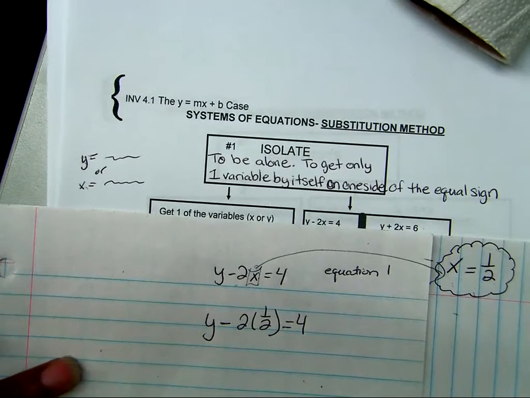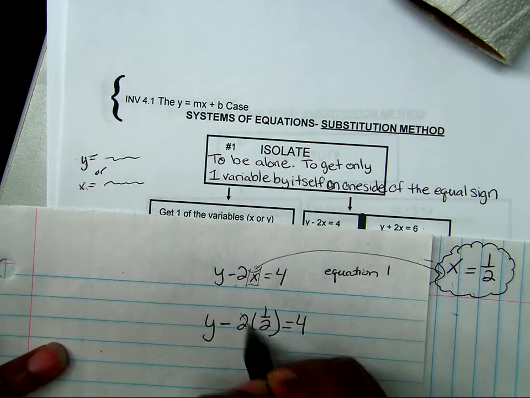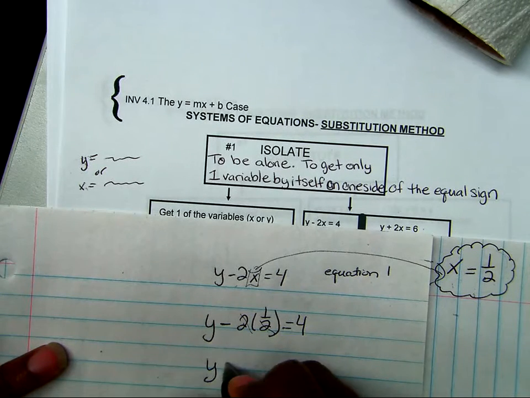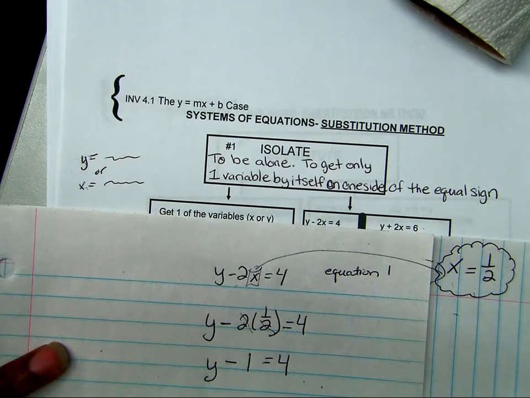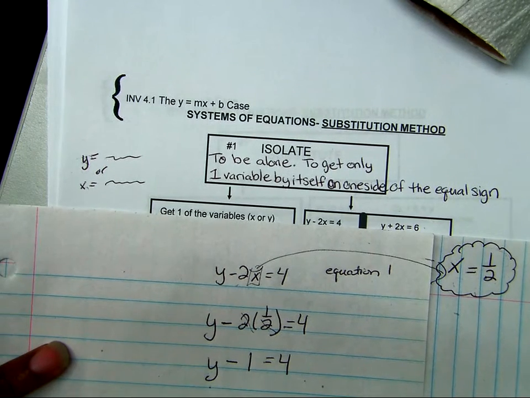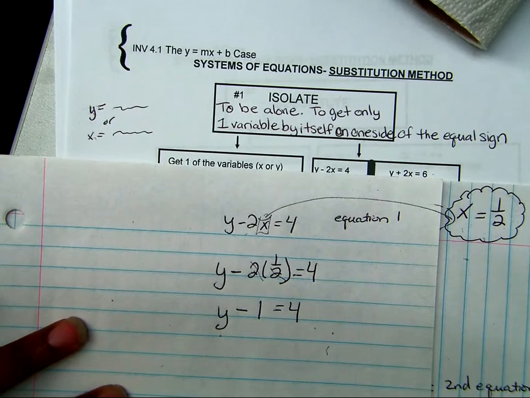All right? So 2 times 1/2, I know these actually can cancel out. And that'll leave me with y minus 1 equals 4. Okay? Because we know this 2 is the same as 2 over 1. And then you can cross cancel. So I need to isolate the variable again. That's what I'm trying to do. I'm solving for y. When we solve for y, that's the same as isolating that variable.